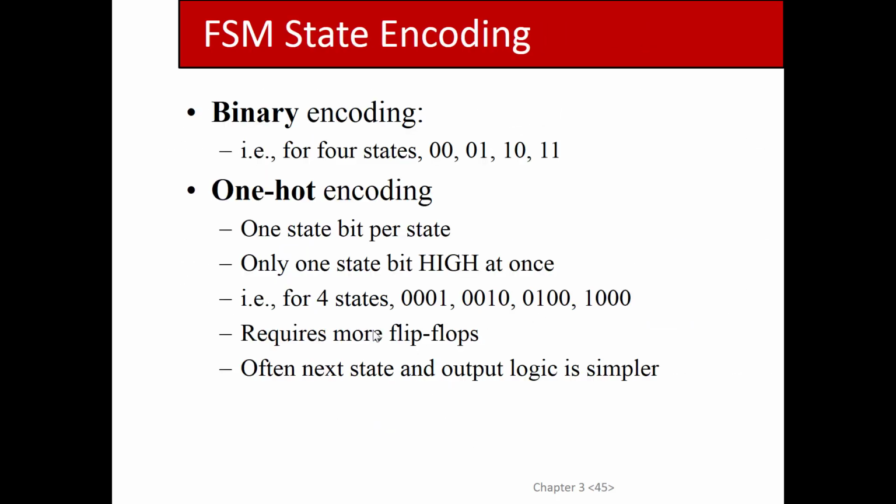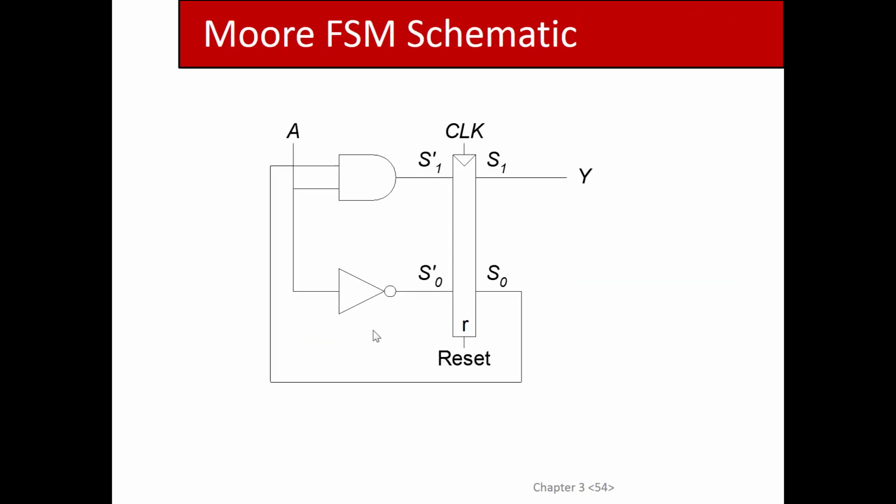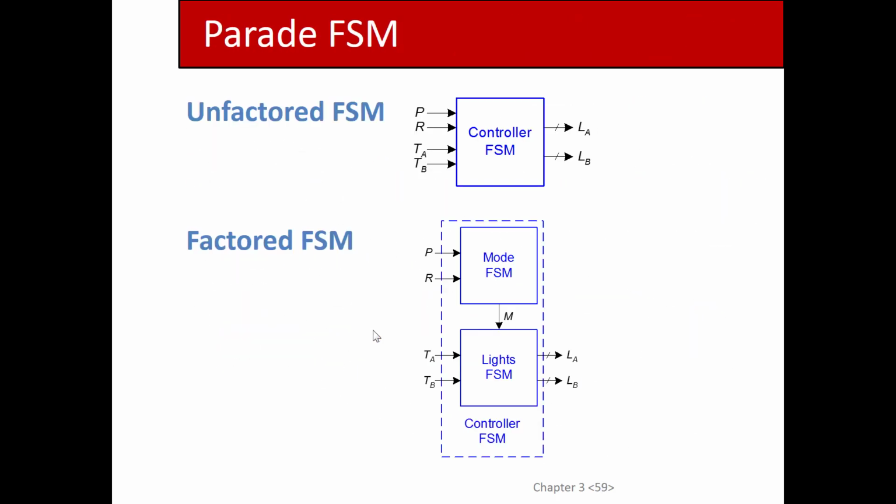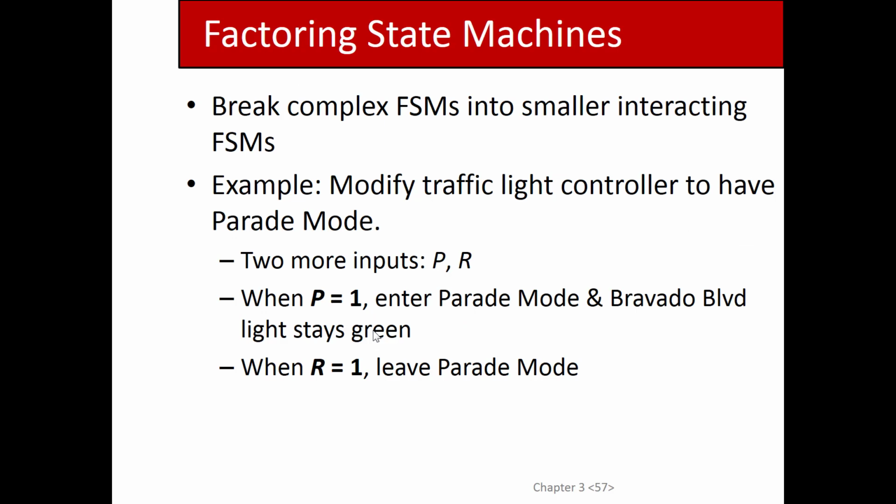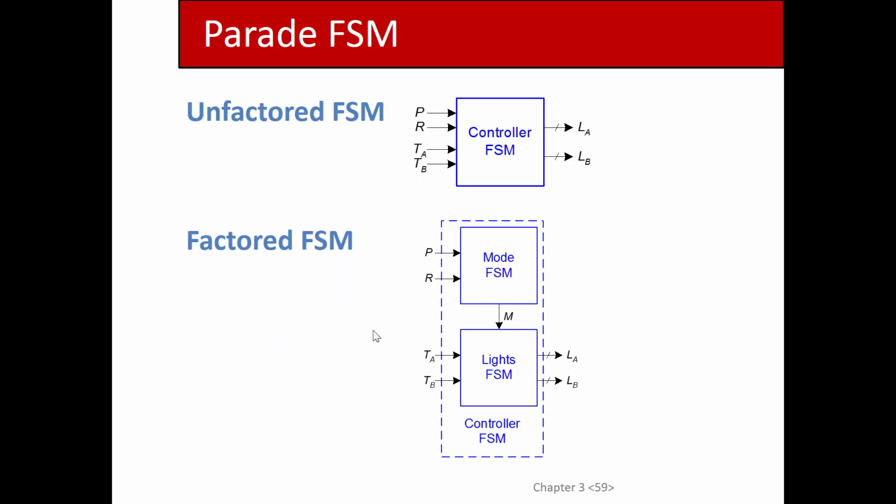Okay, so that's Mealy and Moore machines, and then you can also break complex state machines into smaller interacting finite state machines. The problem with this is that, as far as I know, there isn't a methodology for doing this. This is kind of arbitrary. But I think the point of this section is that you can do it. In this case, if you add this parade mode, you can make the parade mode its own FSM that sends an intermediate signal into the light's FSM.